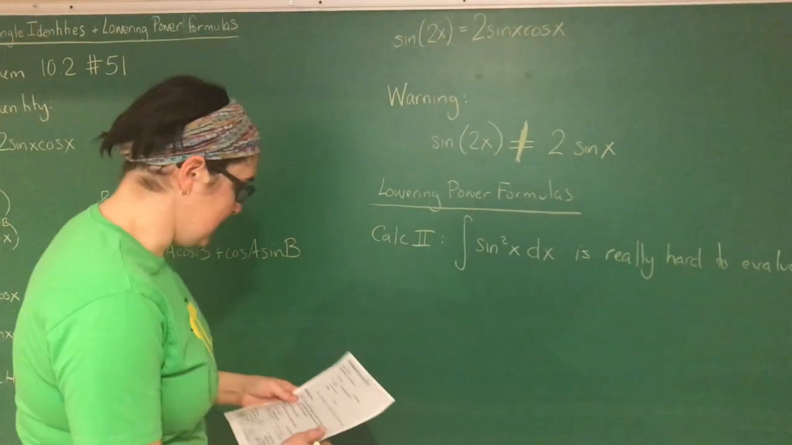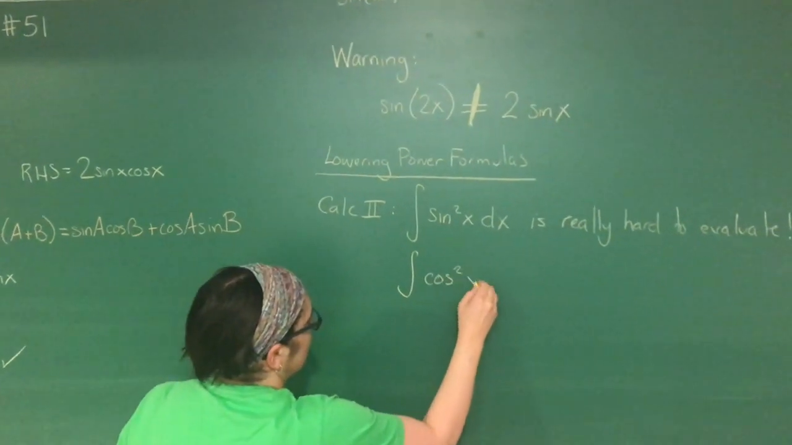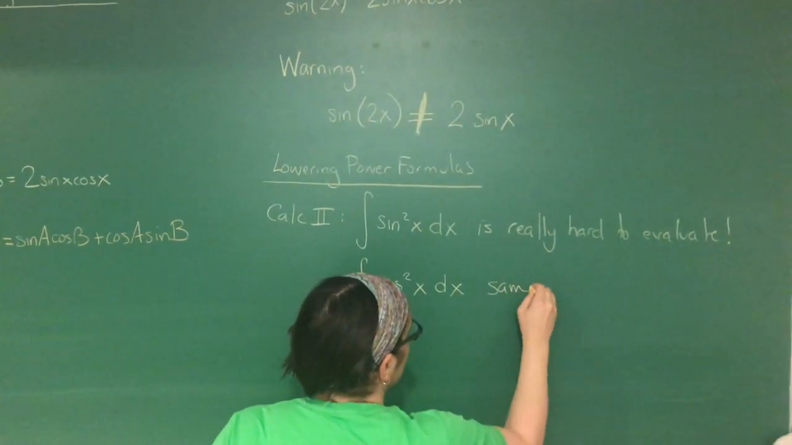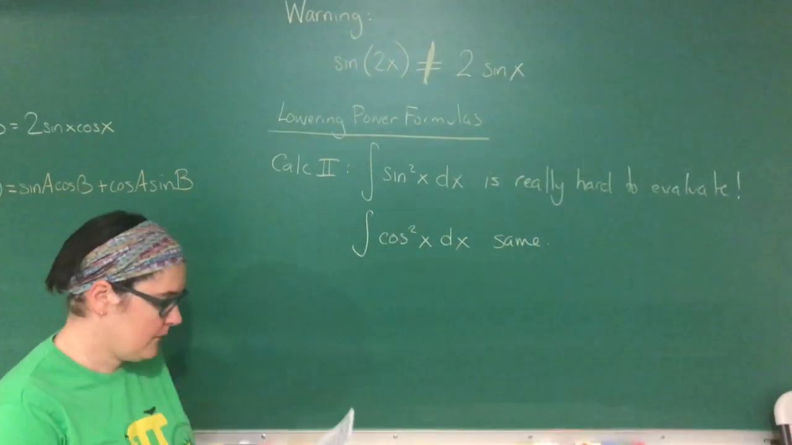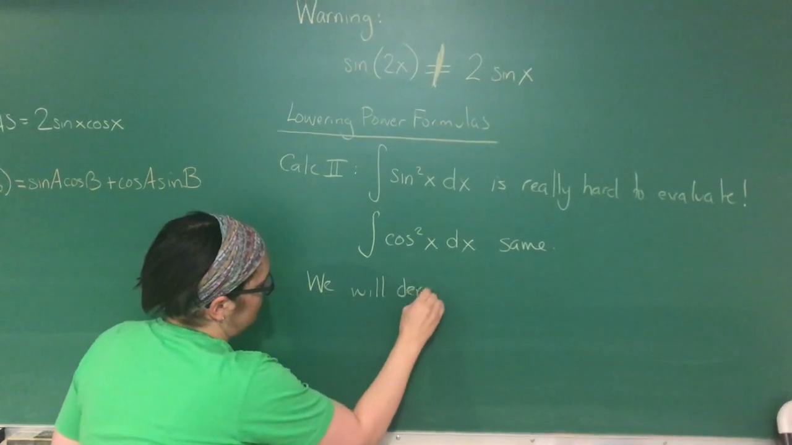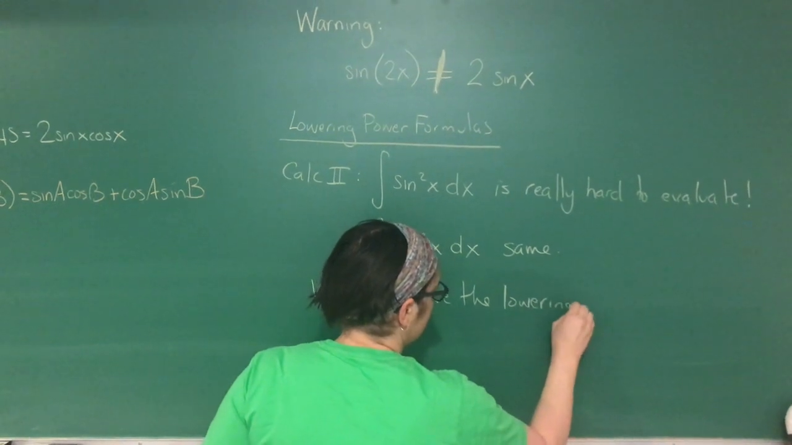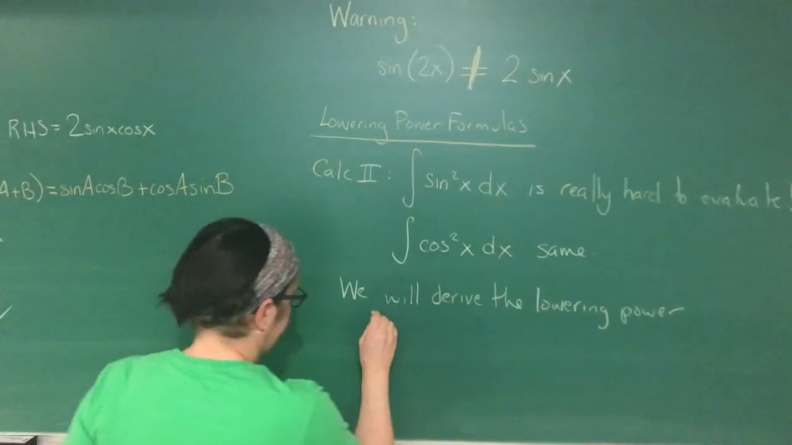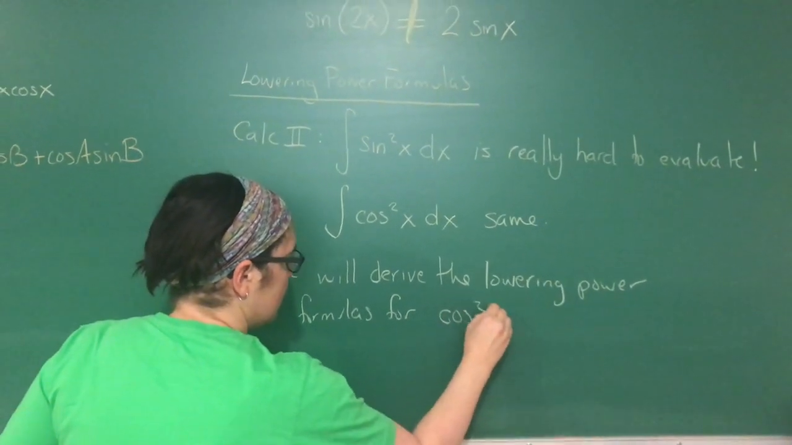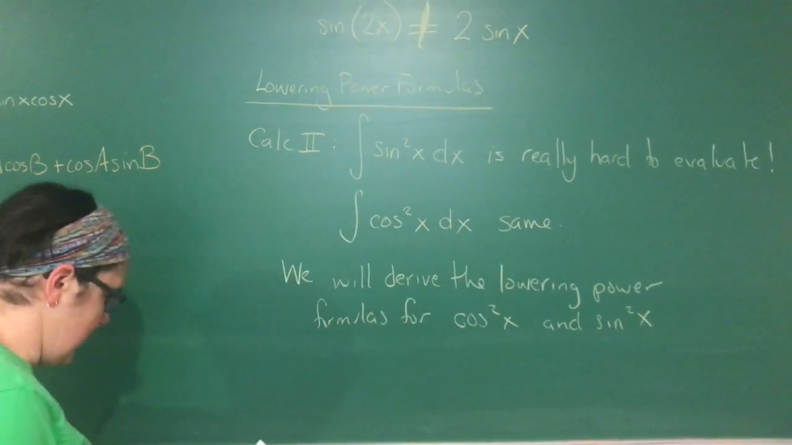So we're going to talk about how to get these formulas. Well, it also turns out that the integral of cosine squared x dx is also really hard to evaluate. Okay, so we are going to derive the lowering power formulas for cosine squared x and sine squared x.